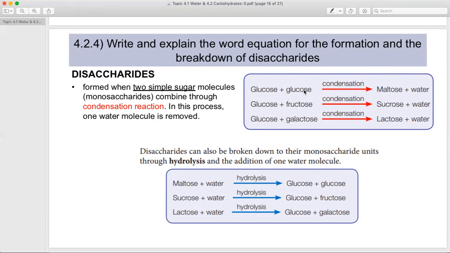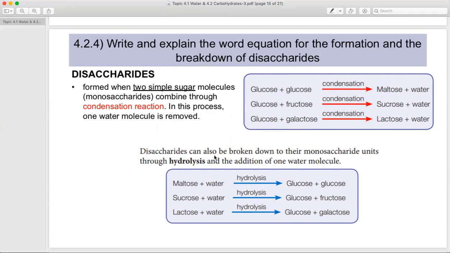Contohnya, glucose plus glucose akan membentuk maltose. Glucose plus fructose akan membentuk sucrose. Glucose plus galactose akan membentuk lactose. Nama pun lebih kurang. So, ingatlah semuanya ada molekul glucose, cuma yang berbeza ada kat belakang ni. Glucose sama-sama glucose akan membentuk maltose, glucose dengan fructose akan membentuk sucrose, glucose plus galactose akan membentuk lactose.